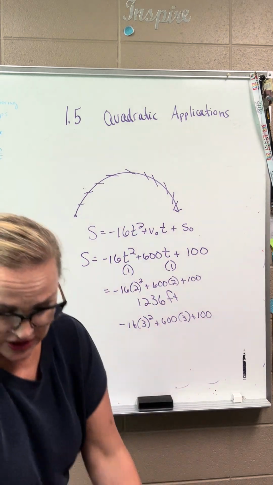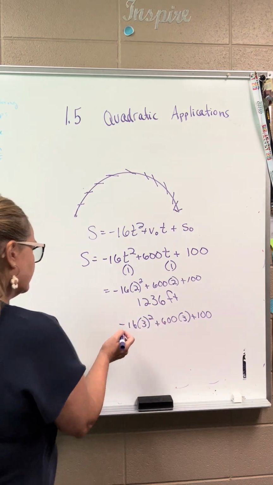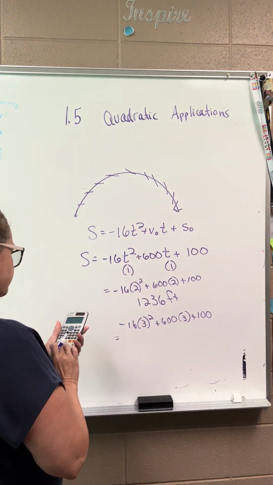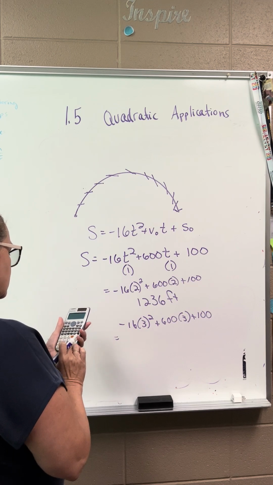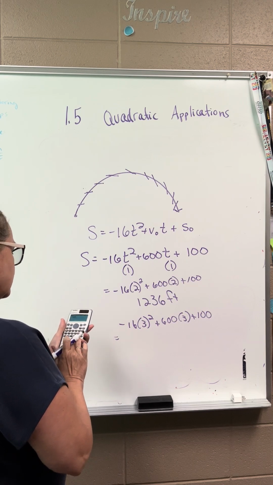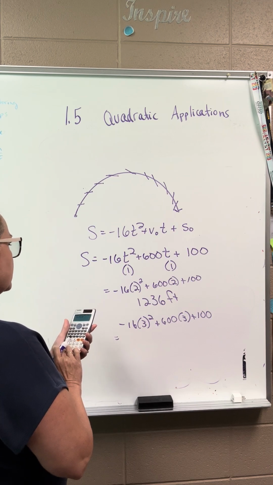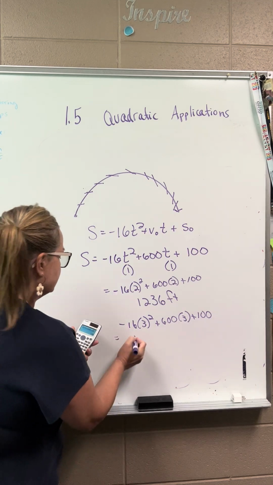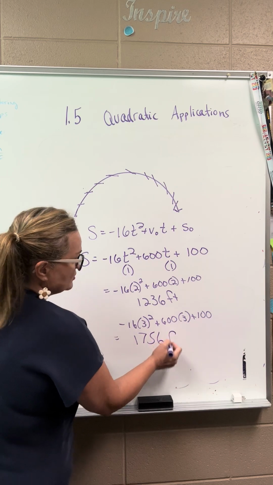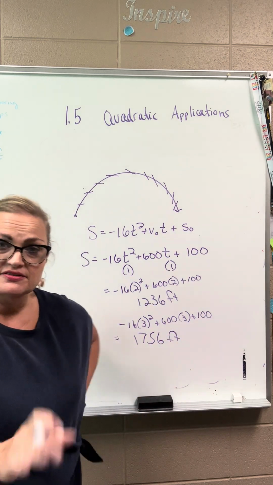All right, so let's check your work. Let's all do the 3 seconds just to get a feel for how this is going up in space. So it's negative 16 times 3 squared plus 600 times 3 plus 100. I'm getting 1756. And so a good question you might be asking is, when's this going to start coming back down? And that's a very good question.